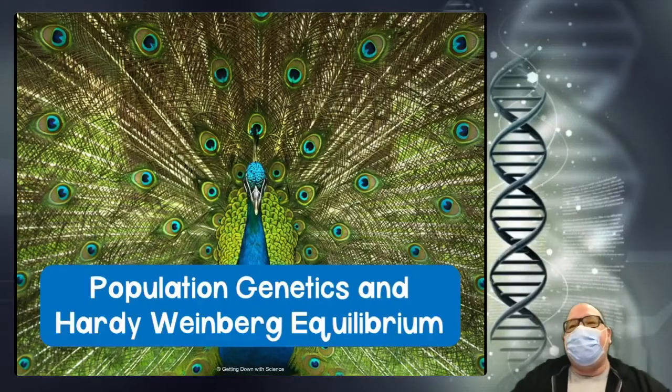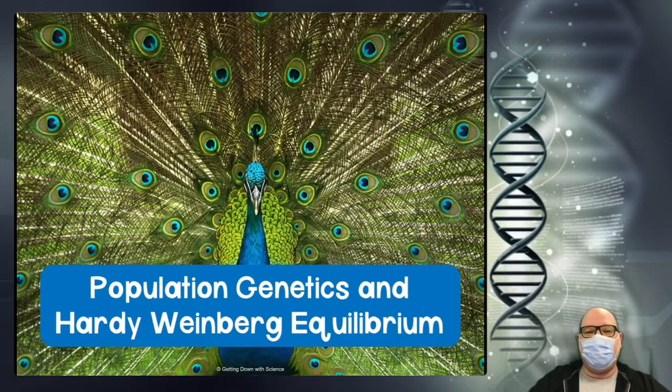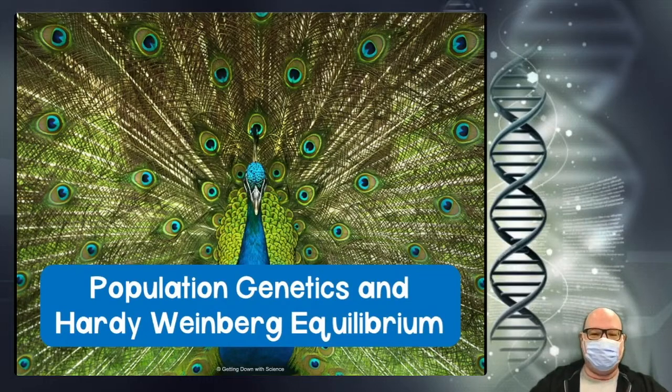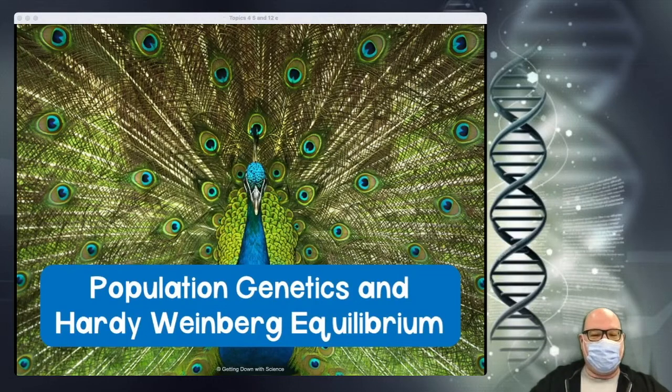All right, hello everybody. This is AP Bio Unit 7, Topics 4, 5, and 12 on evolution. We'll go ahead and get started here today.